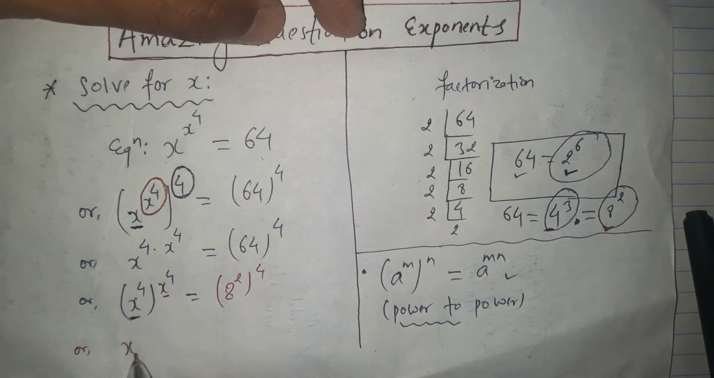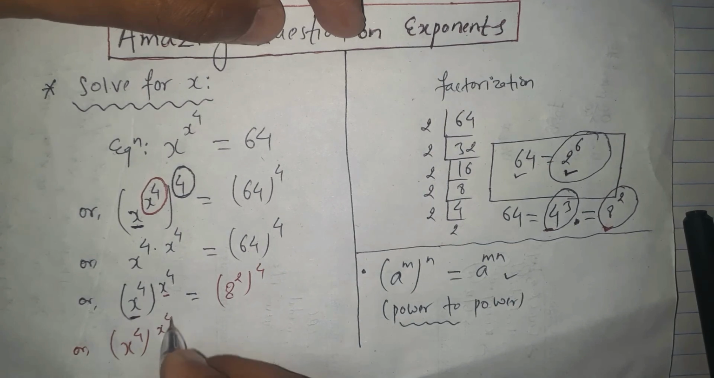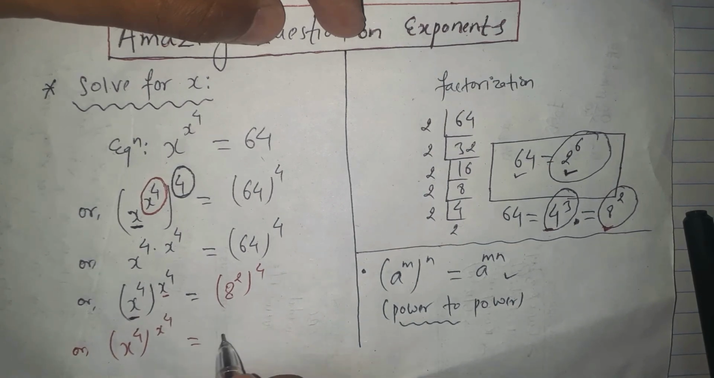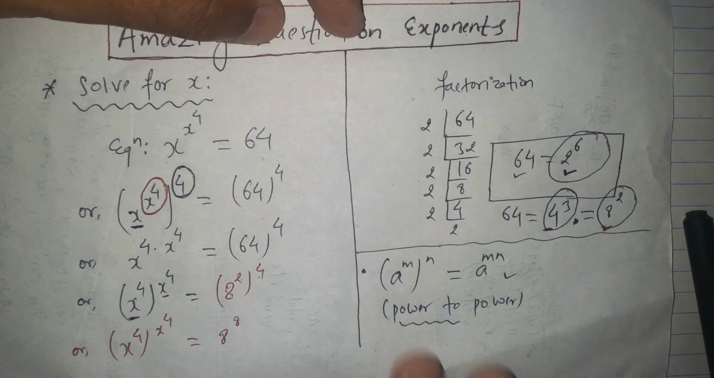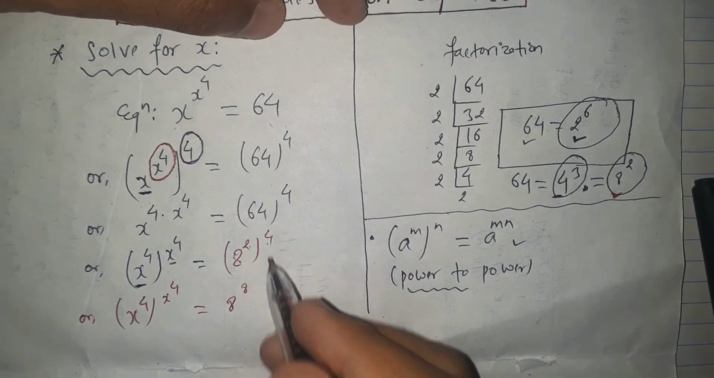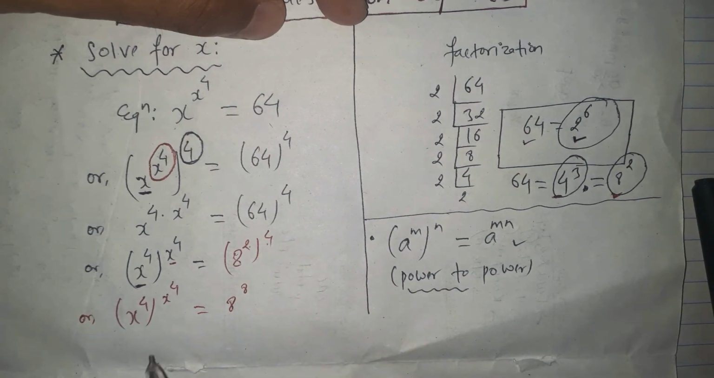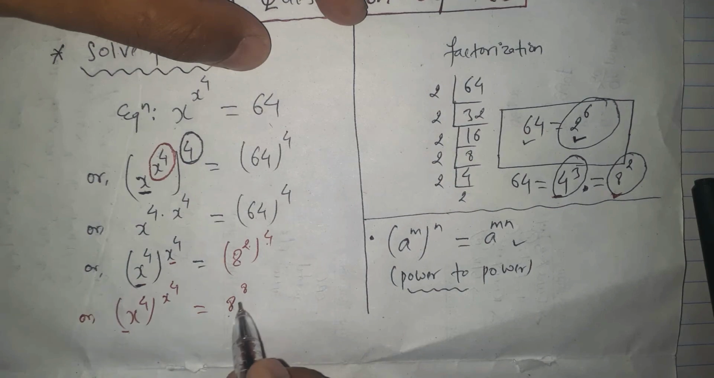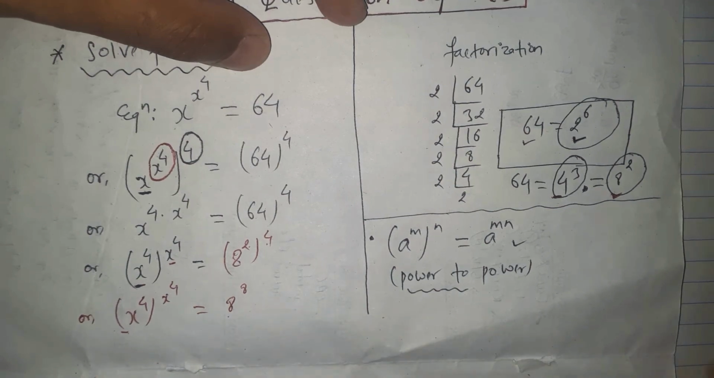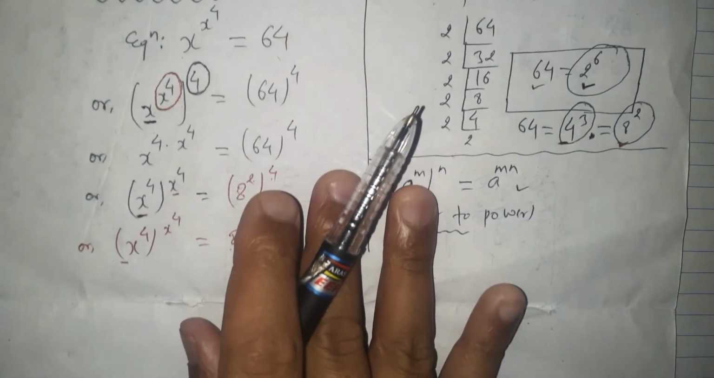Let's simplify it. x raised to the power 4, raised to the power x raised to the power 4, is equal to 8 raised to the power 2 times 4, which gives 8. We can multiply the powers. 2 times 4 gives 8. Here the base and the power are the same, and here also the same case, base and power are the same.